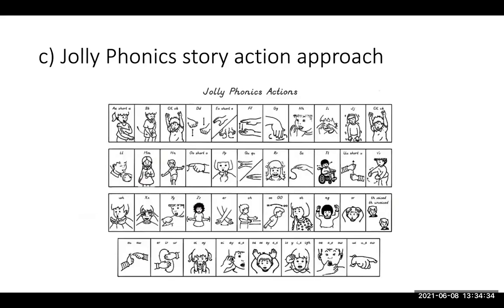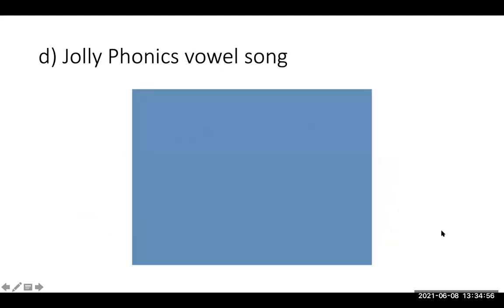Okay, you can also use story and action approach for long and short vowel sounds of a phonics program. For example, you can use a sign for breaking the eggs and eggs in the pan. You can use ants on my arm, and you can also use you as in glue. Okay. Now let's have a look at this song.